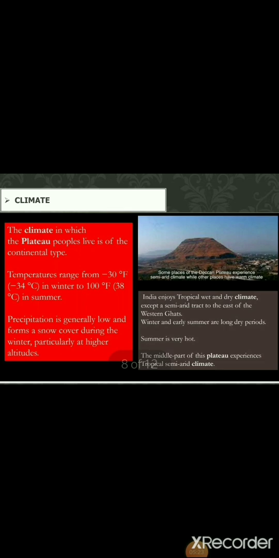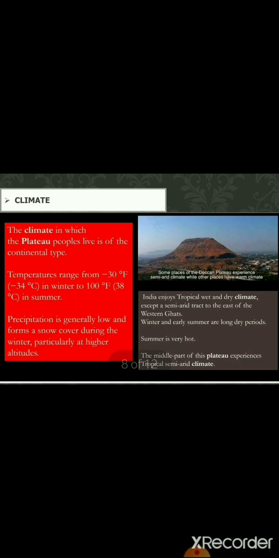How are the climatic conditions in the plateau? The climate in which the plateau people live is of continental type. Temperature ranges from minus 34 degrees Celsius in winters to 38 degrees Celsius in summers, which means both seasons have extreme highs and extreme lows. Precipitation is generally low and forms a snow cover during the winter, particularly at higher altitudes. Altitude means height, so at the top of the mountain you can see snow cover also. And precipitation means rainfall is low in this area.